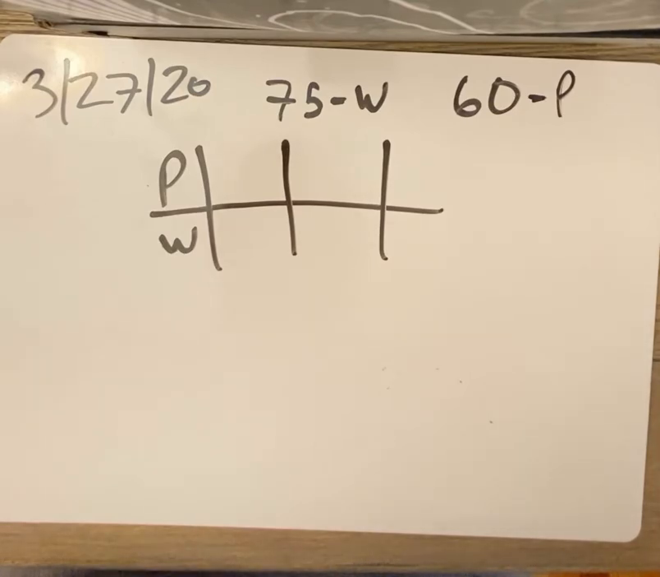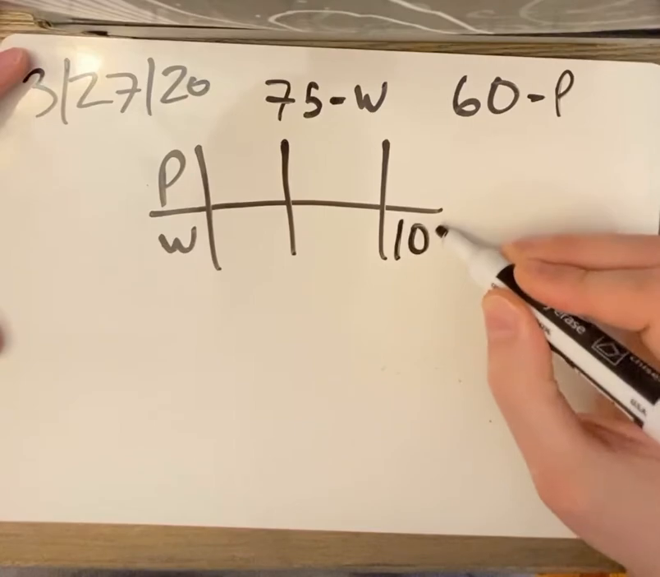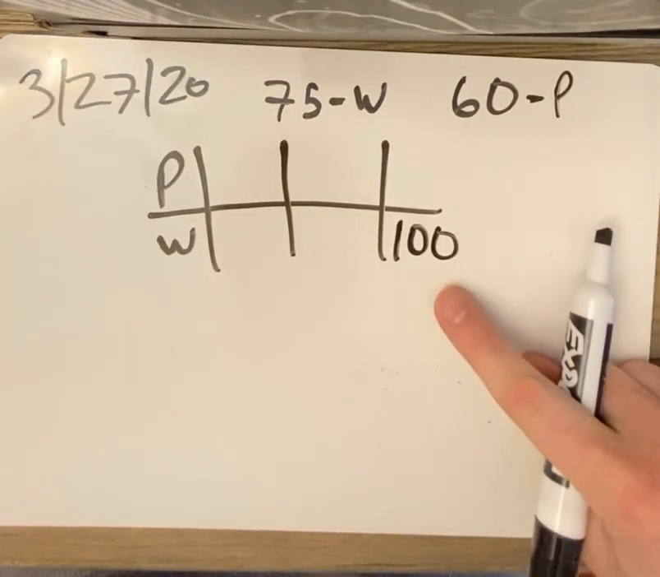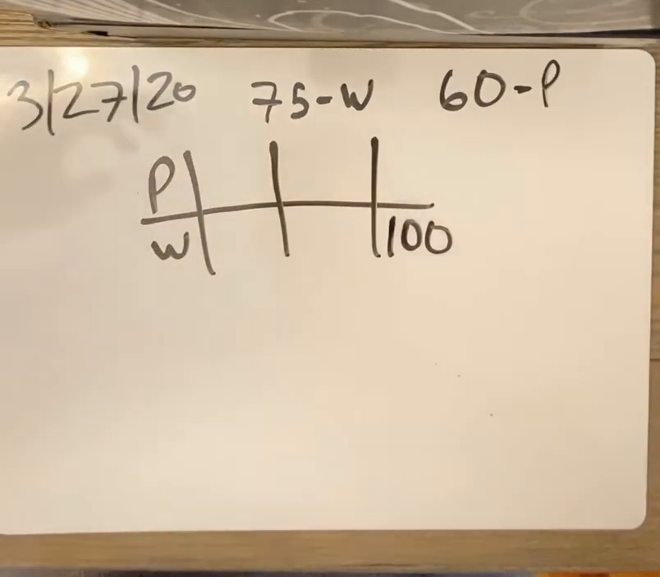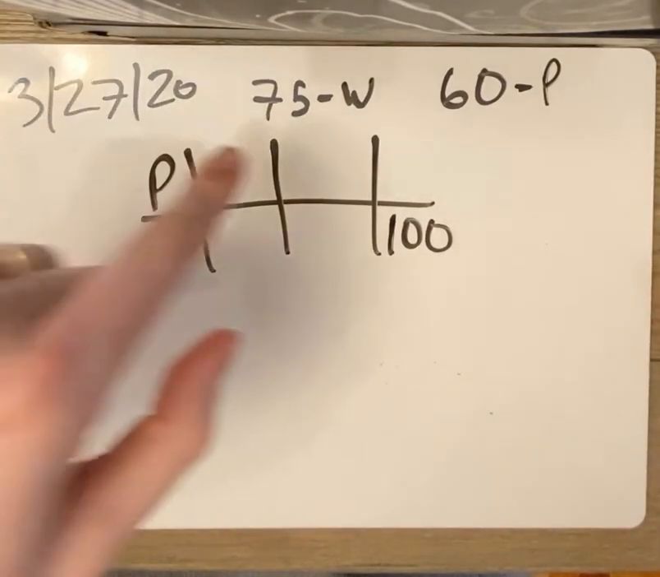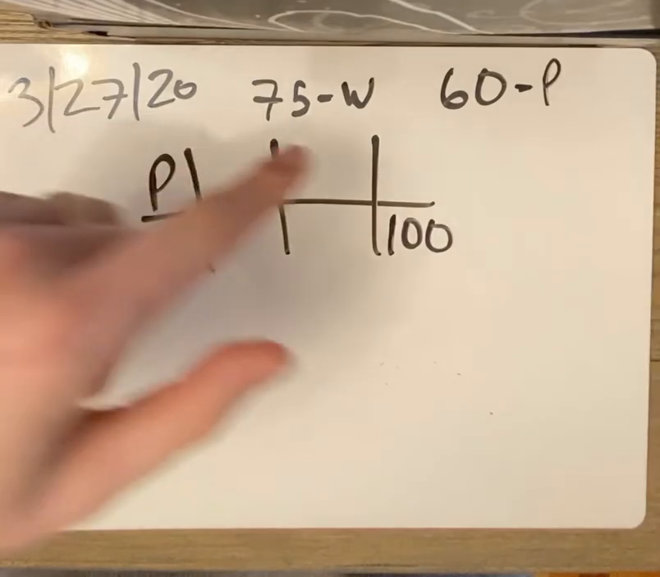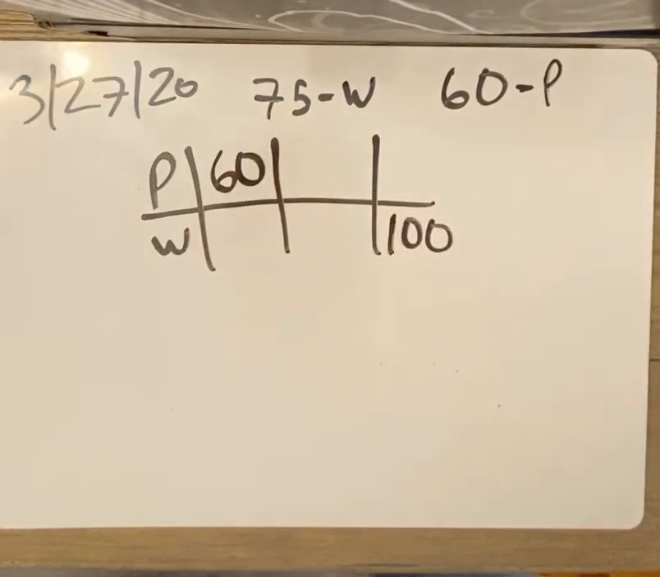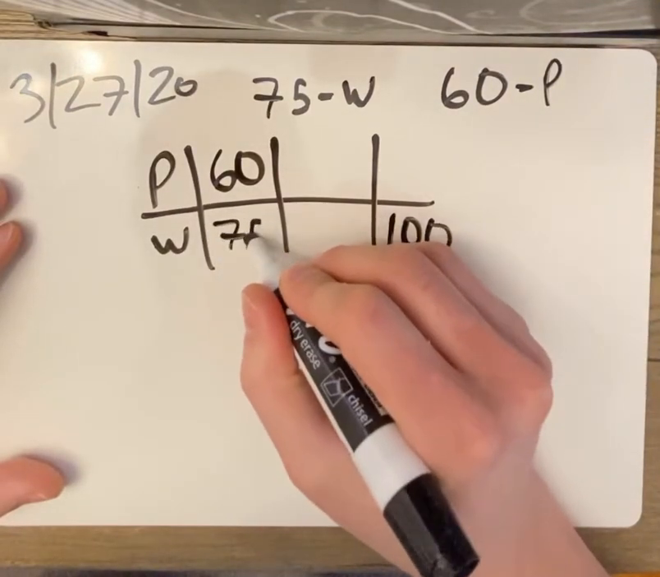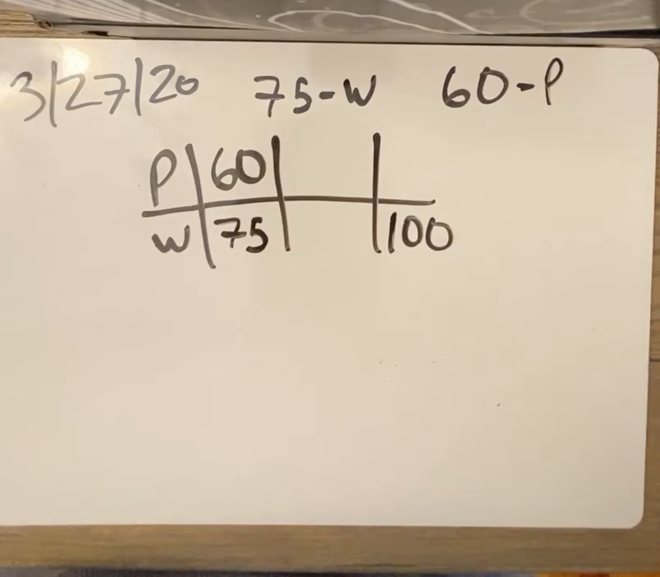So if the whole percent that you could get is 100, then you know it has to go here, because this is going to be our final stop in the journey of this problem, right? 100%. So now I go back to what I determined before. I knew that 60 was the part of the papers that Yoshi graded, right? And I knew that 75 was the whole of the papers.